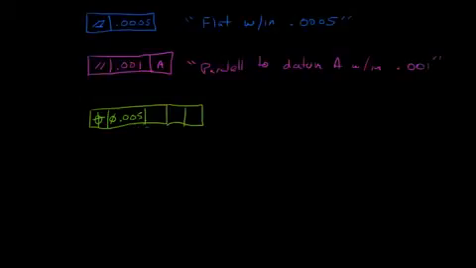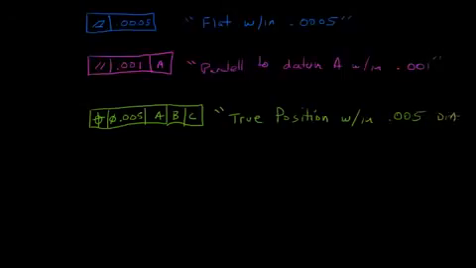And it said 0.005. It had A, B, and C. The way we would read that is true position within 0.005 or 5 thousandths diameter to datum A, B, and C.